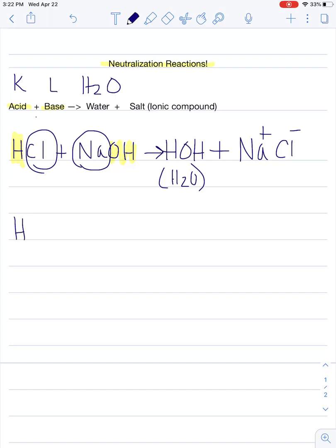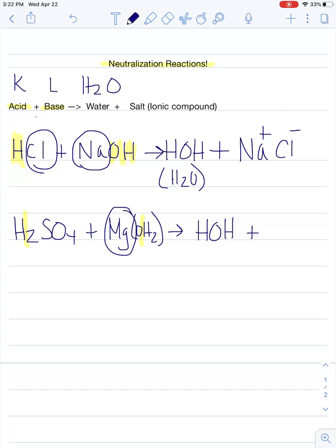So let's take H2SO4, which is another acid. And I don't know, let's just take magnesium hydroxide. And what we know, again, is they must make water, right? So I'm just going to write HOH. I'm not going to worry about the quantity yet. I'll balance that at the end. And then whatever's remaining, which is the Mg ion and the sulfate ion, so I would write MgSO4.